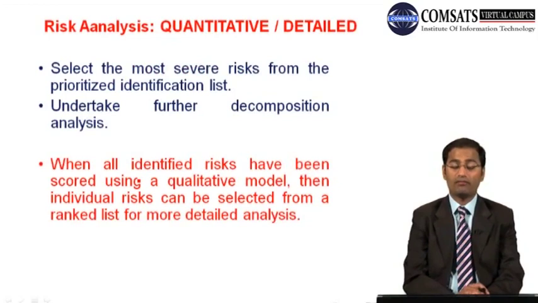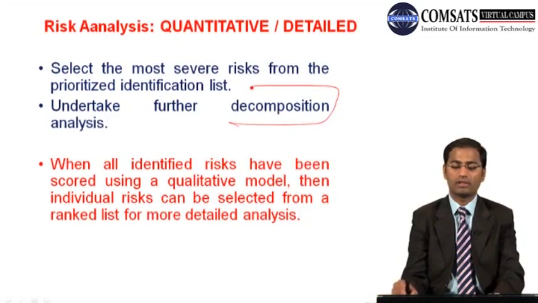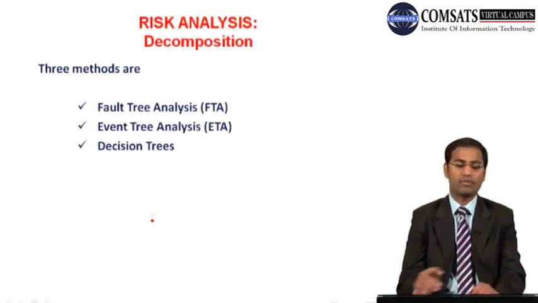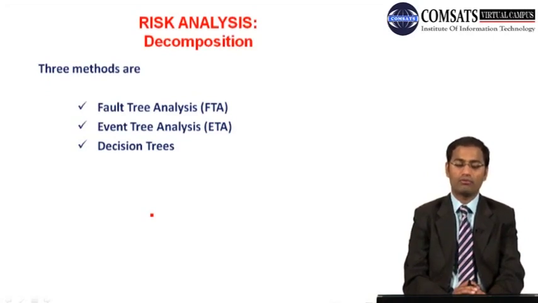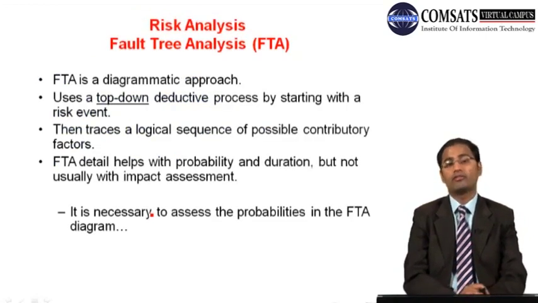So then we were talking about selecting the most severe risk from the prioritized identification list and undertaking further decomposition analysis. When all identified risks have been scored using the qualitative model, then individual risks can be selected from the ranked list for more detailed analysis. As far as decomposition is concerned, we have talked about the probabilities, and now let's start with decomposition. There are three methods available: fault tree analysis is one method, event tree analysis is another, and decision trees are the third. The first one is fault tree analysis.